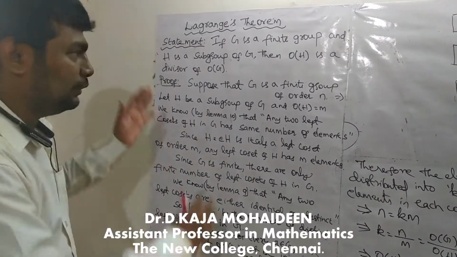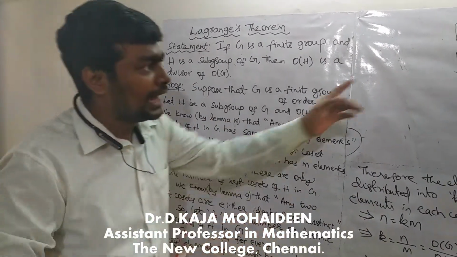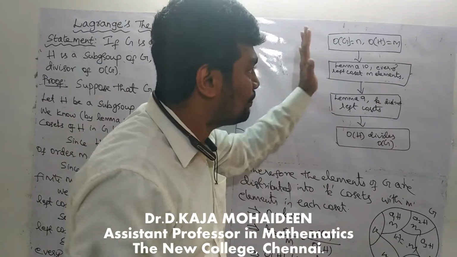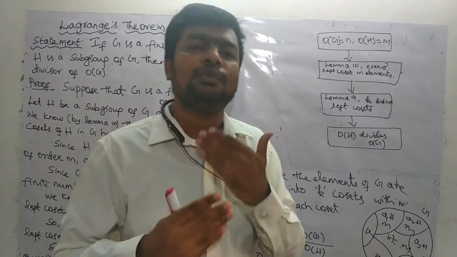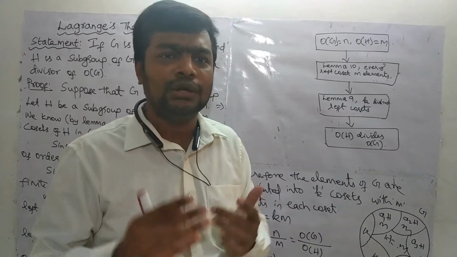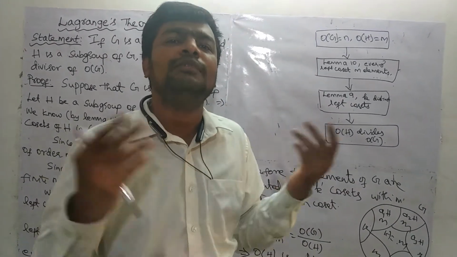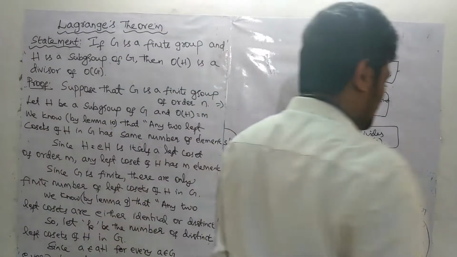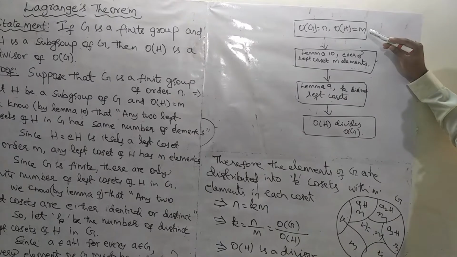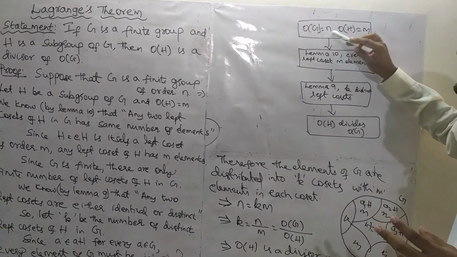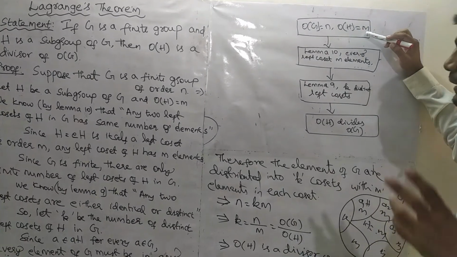Let's see. You can see that it's a big theorem, right? Here I have written the step-by-step process to understand. If asked a question, state and prove Lagrange's theorem in your examination, you have to remember these 4 steps so that you can write the whole theorem without any trouble. The first step: we will define order of G equal to n and order of H equal to m.